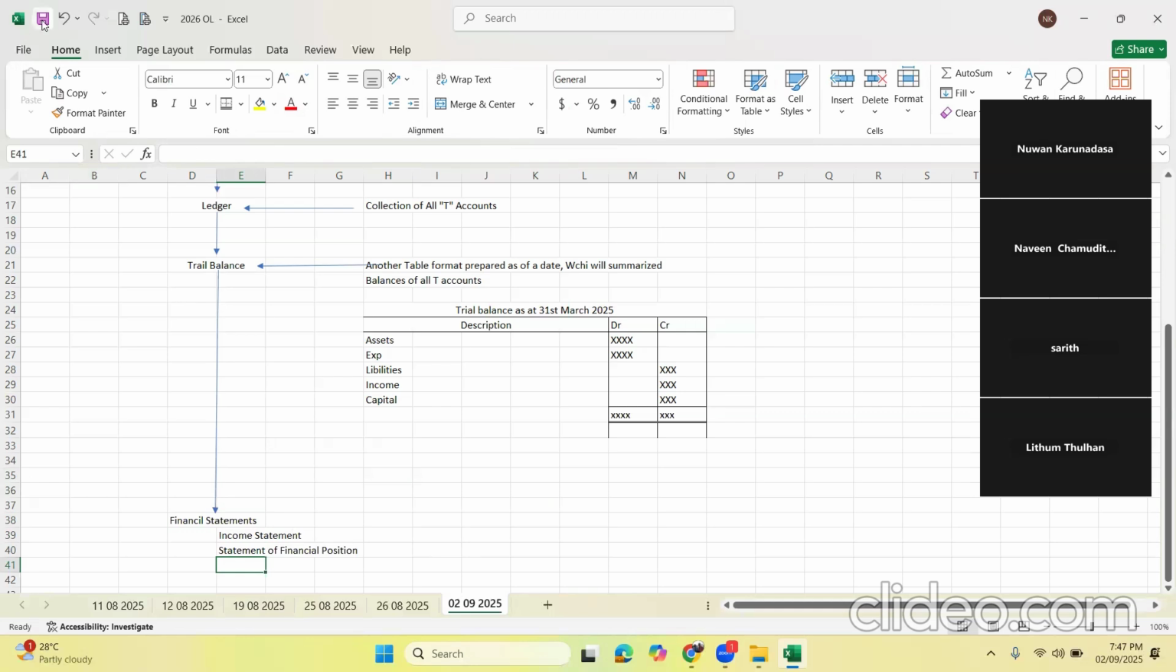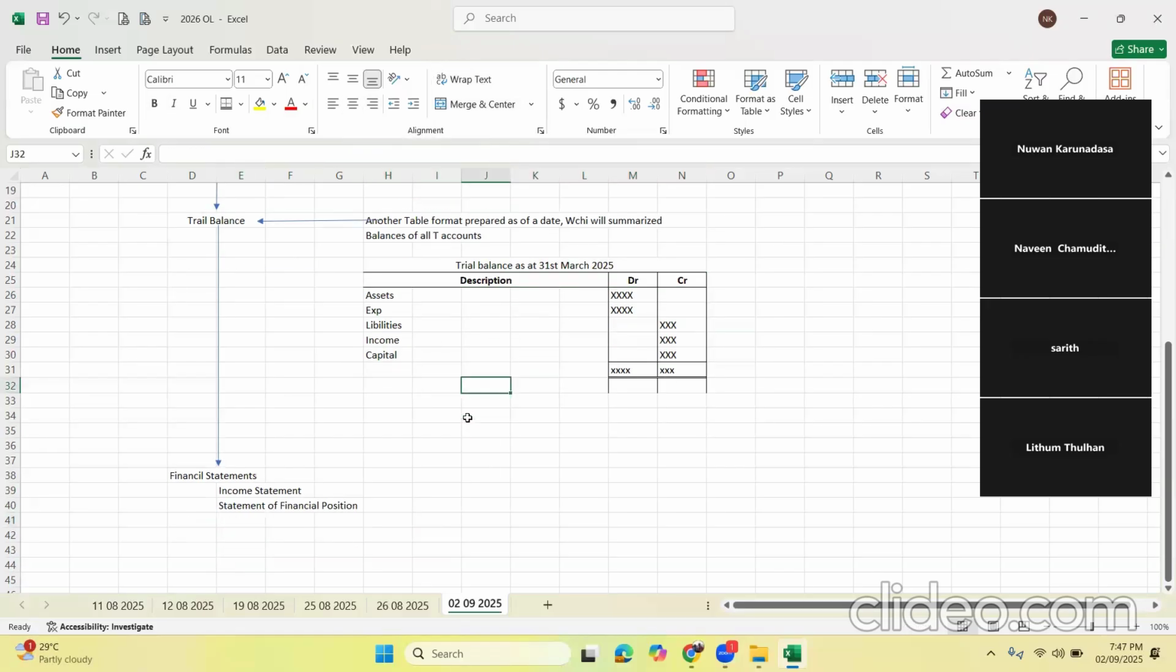Actually, at your level, accounting means just updating tables. You should remember all the formats of the tables, then only you can update them correctly. If you can't remember the formats, then you are in trouble. So you must remember the formats of all the T accounts, trial balance, ledgers, then the financial statements. Very important.